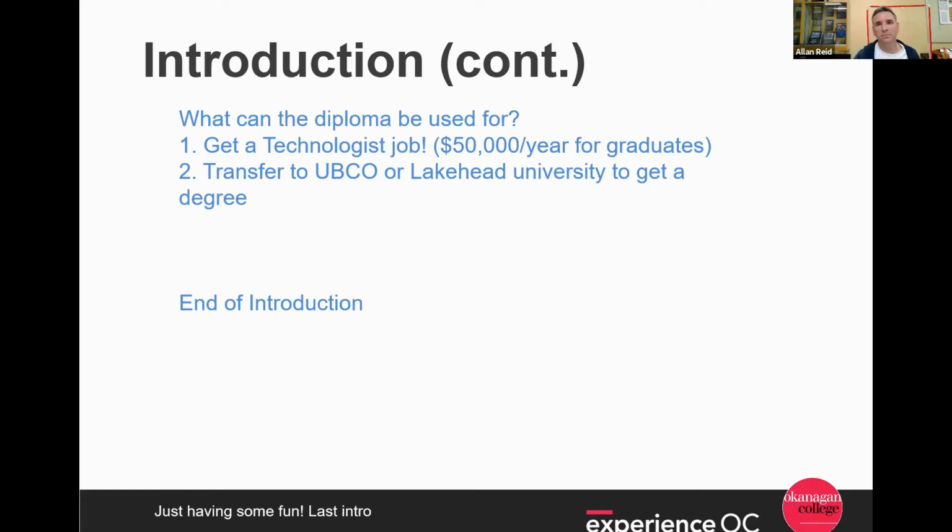Right now, it's about $50,000 a year for graduates. We're going to talk about that a little bit more later. Or some transfer to UBC or Lakehead University to get a degree, which I put up there because I know there's a lot of moms and dads usually watching this one. My son or daughter needs to get a degree. Okay, so that's the end of our introduction.